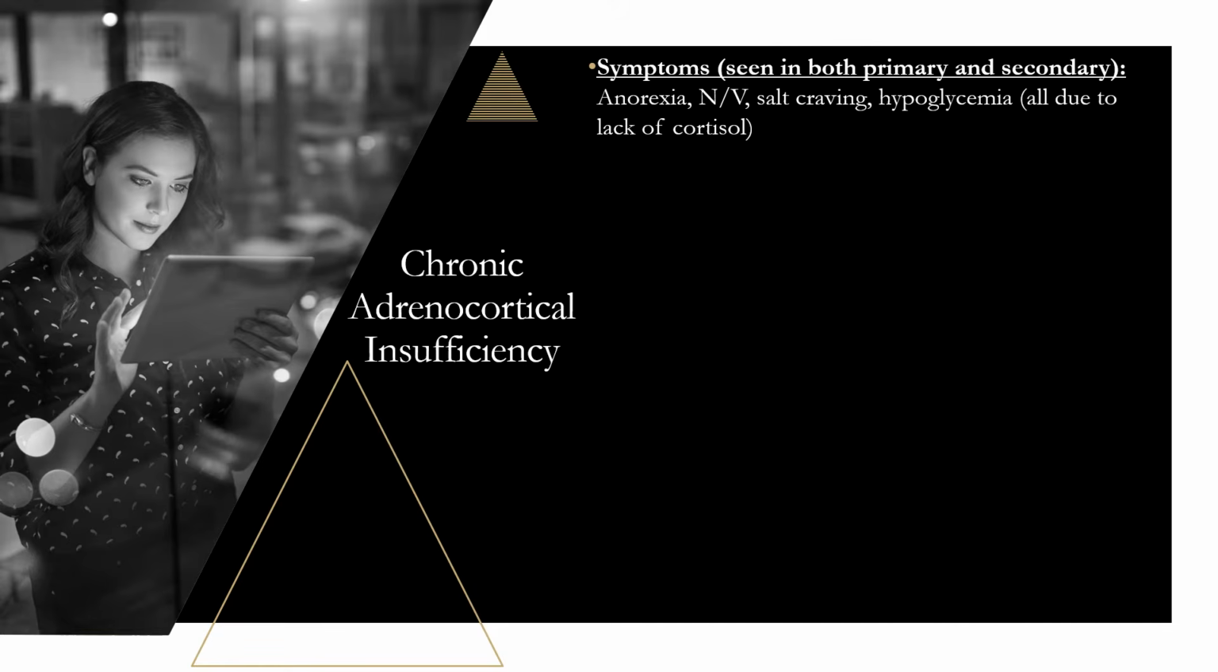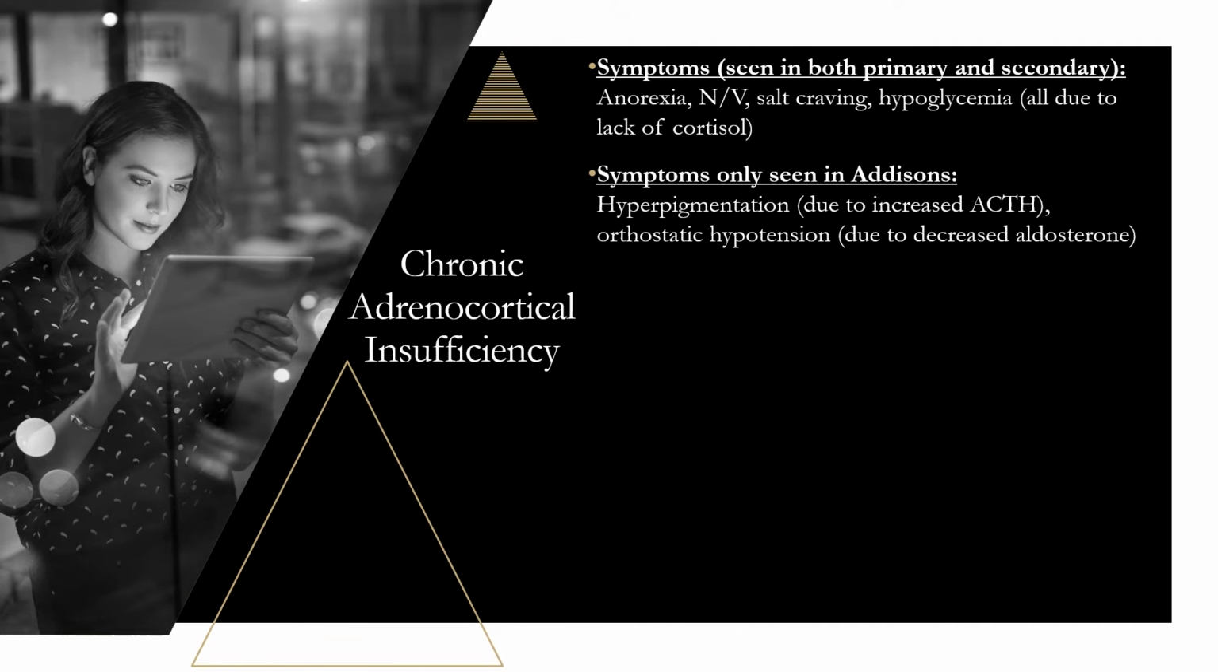As far as the symptoms, in both primary and secondary, you're going to see anorexia, nausea, vomiting, salt craving, hypoglycemia. This is all due to the lack of cortisol. The symptoms that you'll only see in Addison's, like we went over before, are the hyperpigmentation due to the increased ACTH, and also orthostatic hypotension, which is due to the decreased aldosterone. So these are only things that you'll see in Addison's.